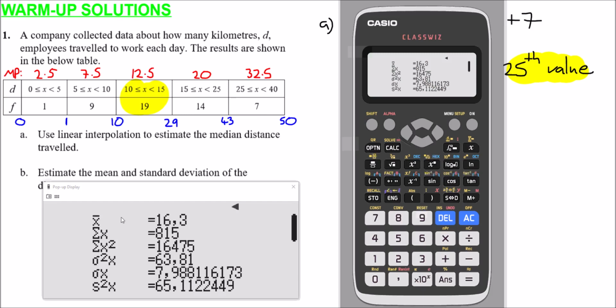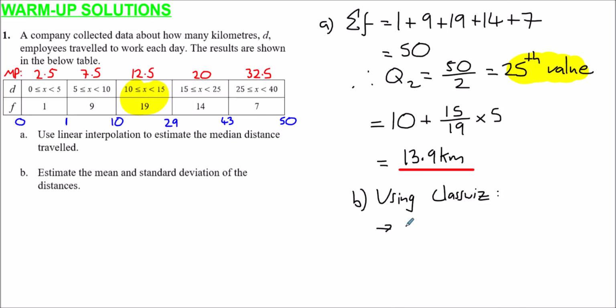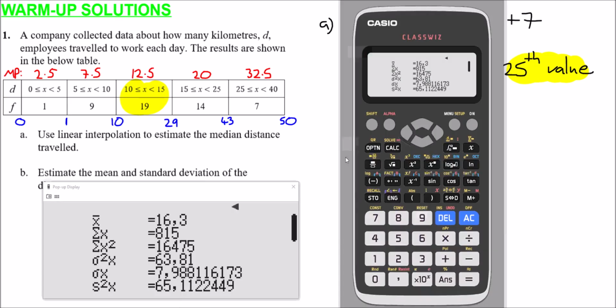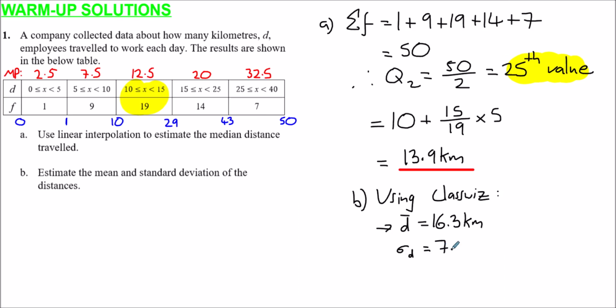So the estimated mean, x bar, is 16.3. So the mean distance is 16.3 kilometres. And the standard deviation of those distances, this subscript D is optional. We just go back here and look where it says sigma x. So sigma x gives us 7.99 to 3 significant figures. 7.99 kilometres is the standard deviation of distances.